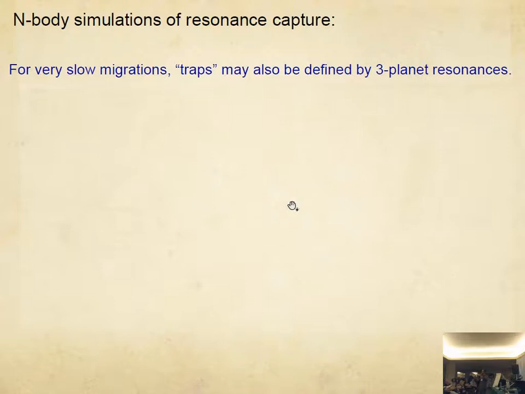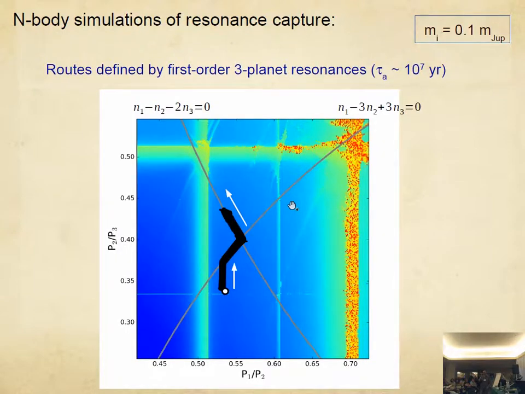Now, I mentioned that traps occur in the intersection of 2 planar resonances. However, if you take very slow migrations, you can also have traps defined by pure 3 planar resonances. So this is one example. Again, initial condition. You migrate very slowly. The characteristic time scale of migration is of the order of 10 to the 7 years. And so you get captured in this first order resonance. It reaches an intersection and it switches to this other one, and it just carries on.